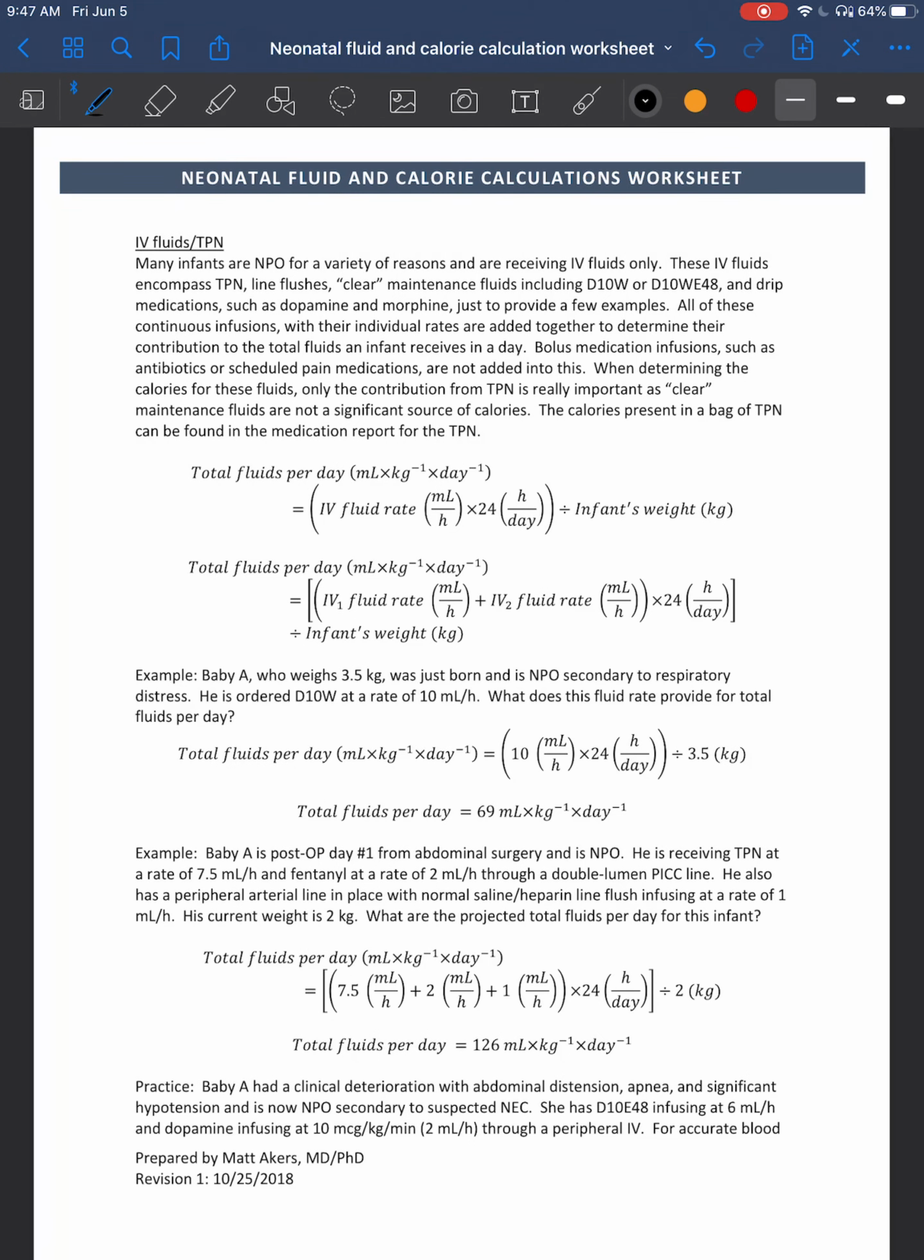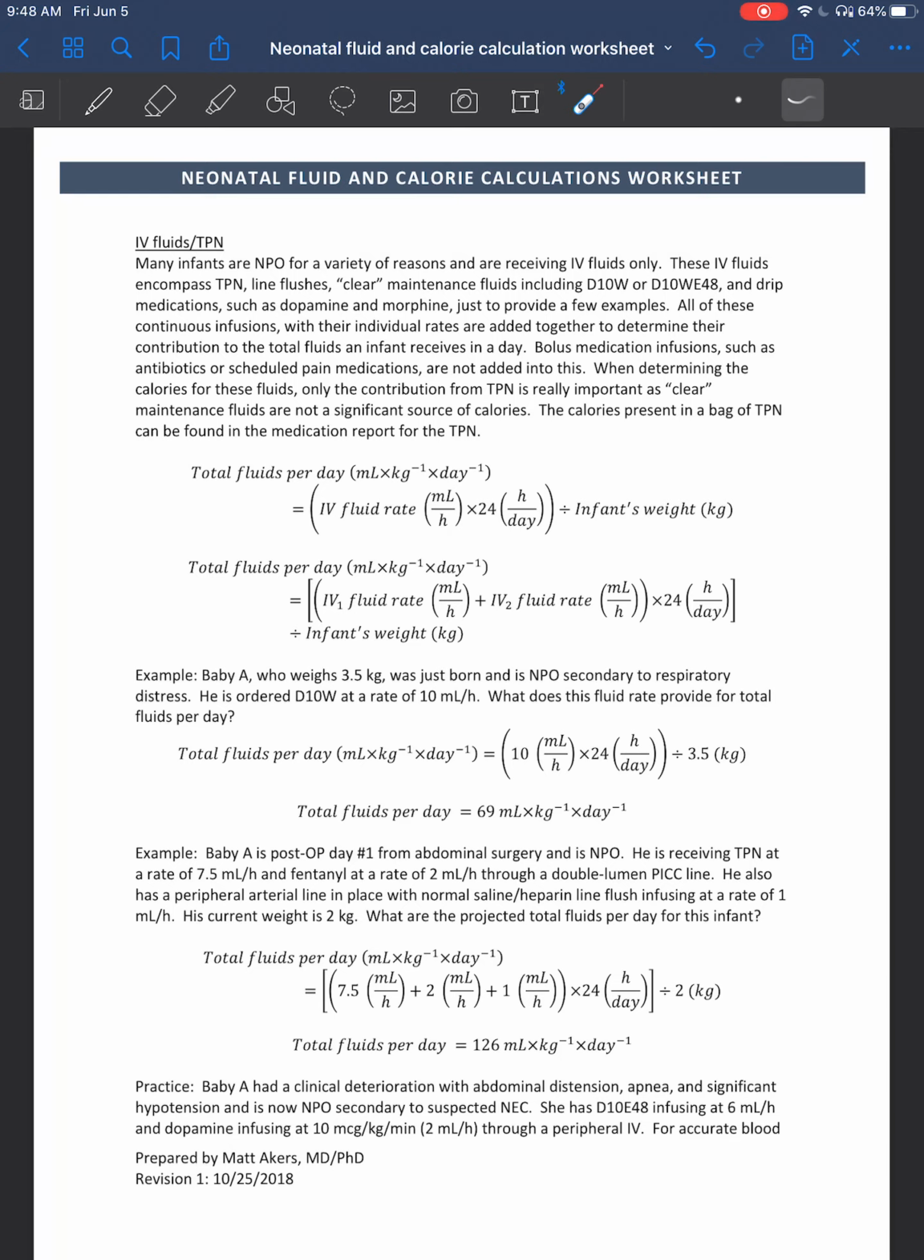Now let's move on to look at IV fluids and TPN. Many infants are NPO for a variety of reasons and are receiving IV fluids only. These IV fluids encompass TPN, line flushes, clear maintenance fluids, including things like D10W or D10E48, and drip medications such as dopamine and morphine, just to provide a few examples. All of these continuous infusions with their individual rates are added together to determine their contributions to the total fluids an infant receives in a day.